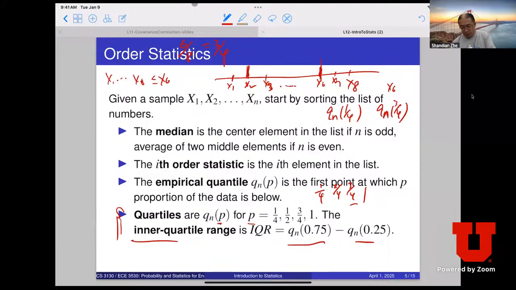And then the interquartile range goes even further. If I find the quartile at 0.75, which is X6, and the quartile at 0.25, which is X2, then I want to look at the difference between these two quartiles: how far apart the 0.75 quartile and the 0.25 quartile are. This will be very useful when we do some kind of uncertainty quantification from the frequentist point of view.